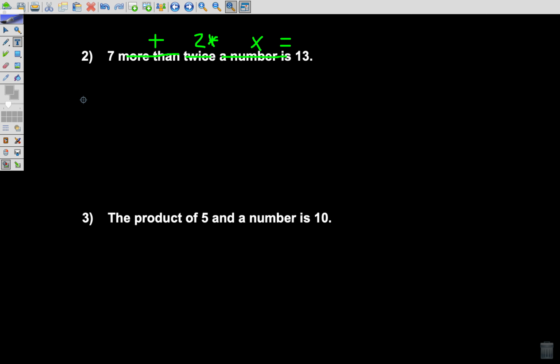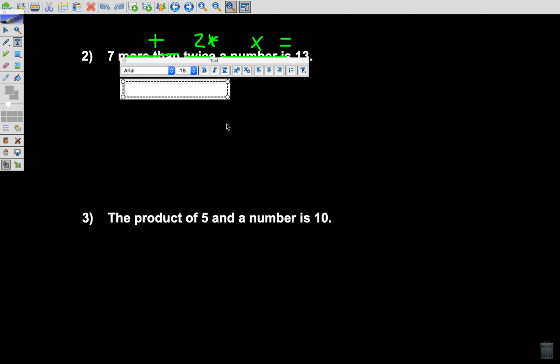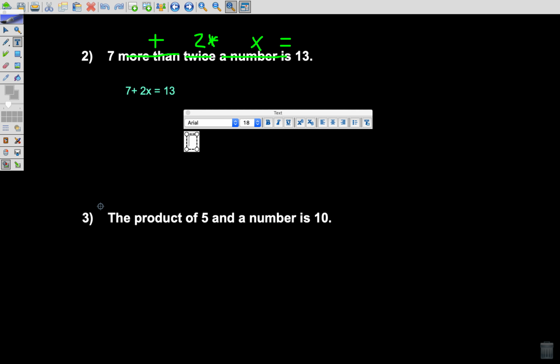So that comes out as 7 plus 2x equals 13. You don't have to put a multiplication sign between the 2 and the x. It's understood, so you can write it as 2x, and that's your equation.